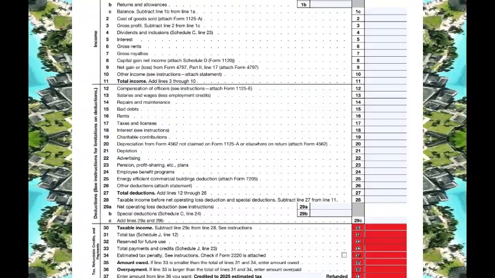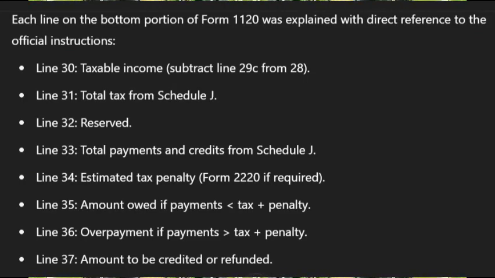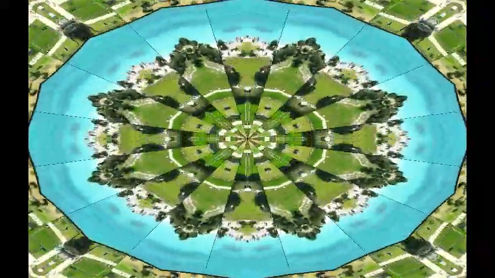Line 30 is your taxable income. This is basically your income from line 28 minus your total deductions from line 29C, which includes those special deductions and any NOL deduction. This is the key number your tax is based on, the profit figure the IRS actually taxes. Got it. Income minus deductions equals taxable income.